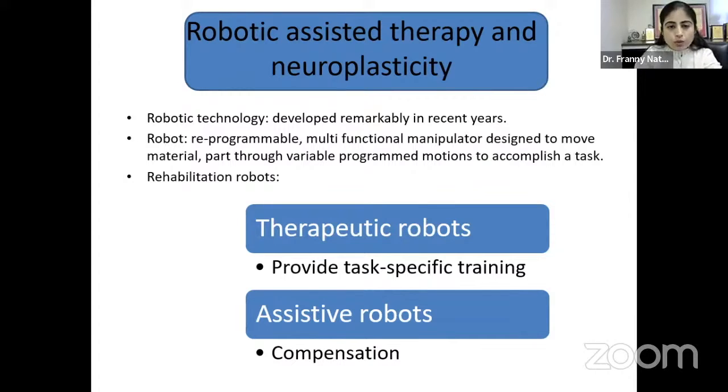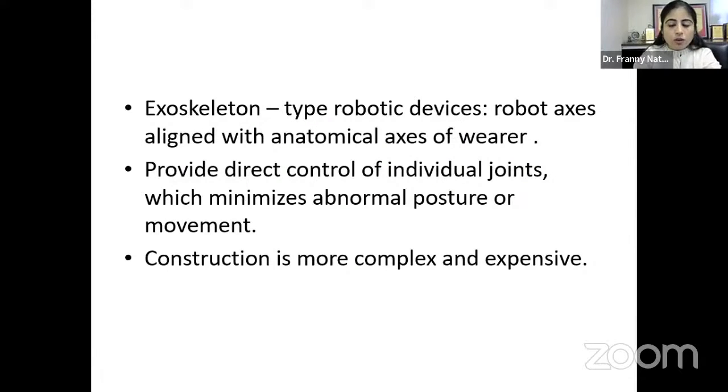So rehabilitation robots could be of two types: therapeutic robots and assistive robots. The therapeutic robots provide task-specific training, and the assistive robots help in compensation for the lost function. The most commonly found robotic rehabilitation is with the use of an exoskeleton. This is a type of robotic device where the axes are aligned with the anatomical axis of the wearer. So any compensation or malalignment of the posture or movement gets minimized. But the drawback of this technique is the construction, because that is more complex and thus more expensive.